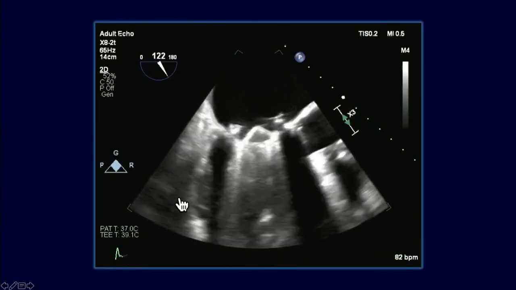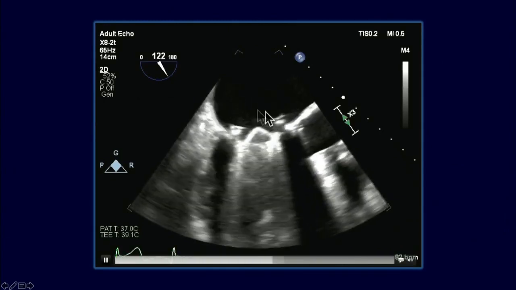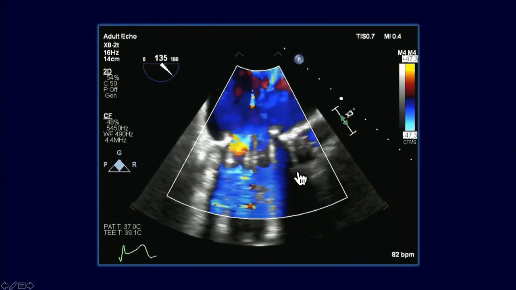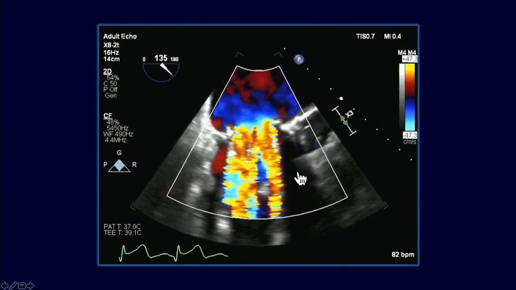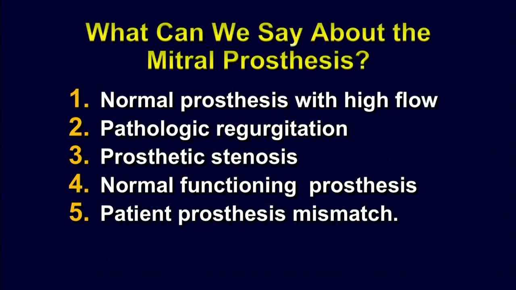And here we take a look at the transesophageal echocardiogram. You can see that the occluders seem to be moving pretty normally. Here's color. So we look at the peak velocity, 1.9, right on the cut point. Mean gradient is 5, right in the middle. The pressure half-time is short. The TVI ratio, though, may be a little higher than we would expect at 2.3. So the question is, what can we say about this prosthesis?